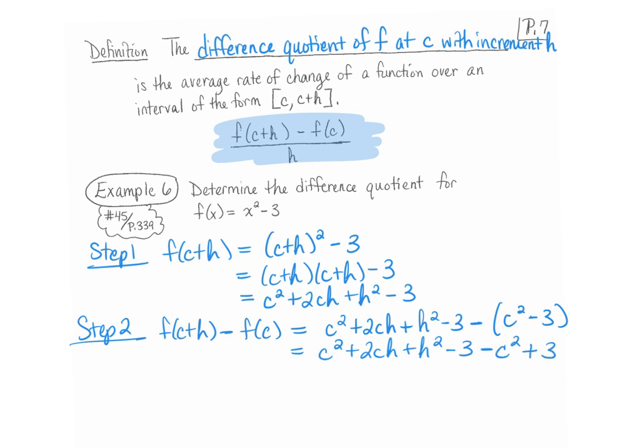Can you combine any terms? The 3's cancel out, good. And what else happens? You got it. The c squares cancel out. And we're left with 2ch plus h squared. Good.